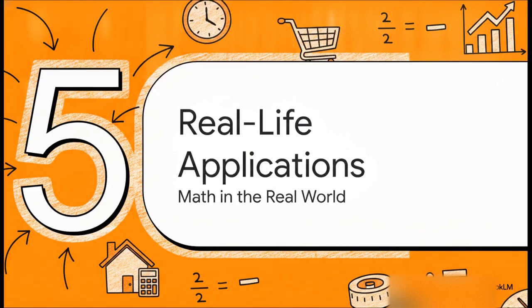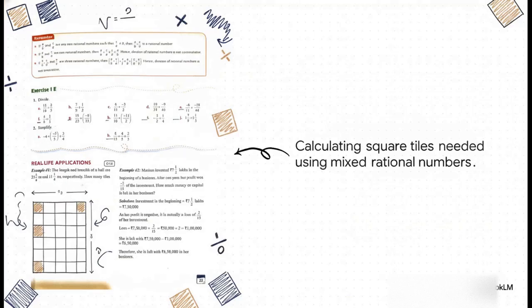Section 5. Real-life applications, math in the real world. Let's transition out of pure theory. Imagine a highly practical construction problem. Let's say you're paving a rectangular hall. The length and breadth of the hall are measured in mixed rational numbers, something like 21 3/4 meters. And the tiles you're using, they're also fractions of a meter. To find out exactly how many tiles you need, you first have to calculate the total area by multiplying those rational numbers, and then divide that total area by the area of a single tile.